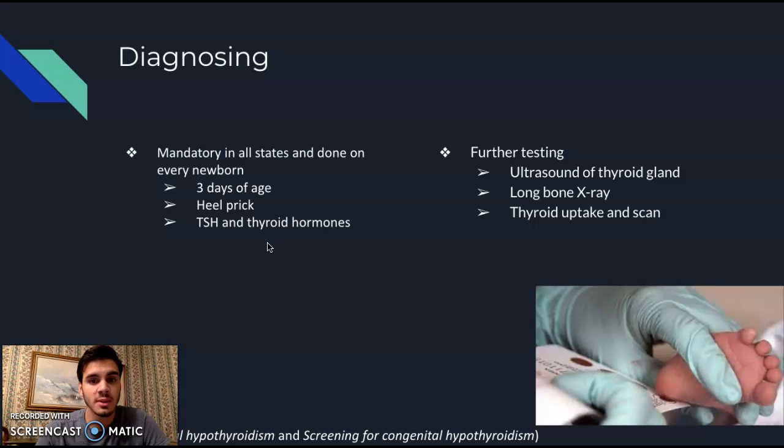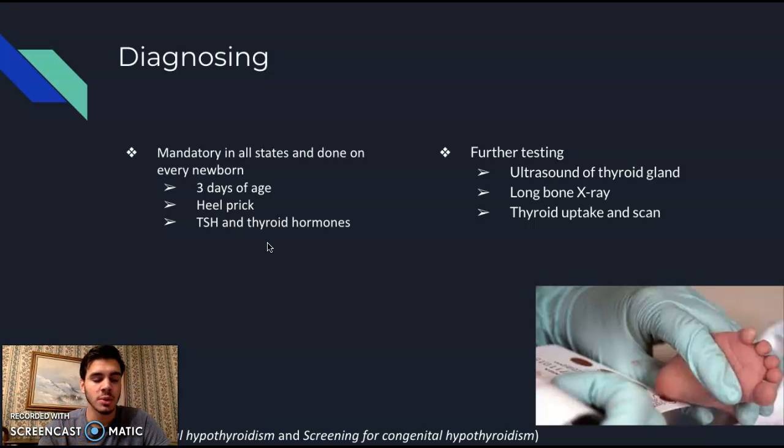Diagnosing this disease is pretty straightforward. It's usually done at 3 days of age, and it is mandatory across the whole United States. It is done by creating a little prick on the heel of a newborn. The blood is then put onto a piece of paper, which is sent out to a lab. The lab will then read the thyroid stimulating hormone and thyroid hormones and see if they are within normal limits. If they are not, then further testing should be done.